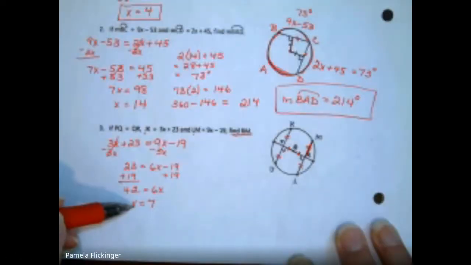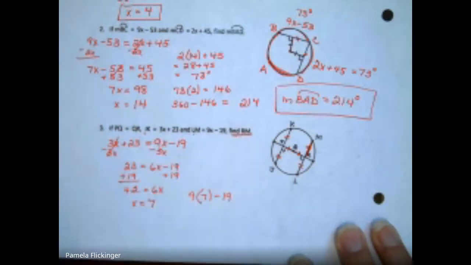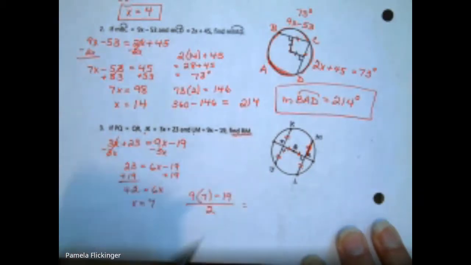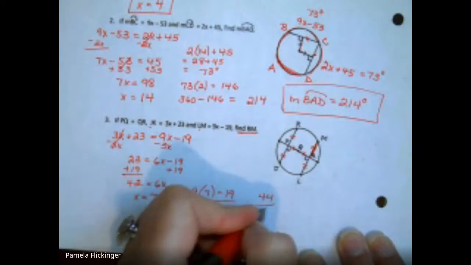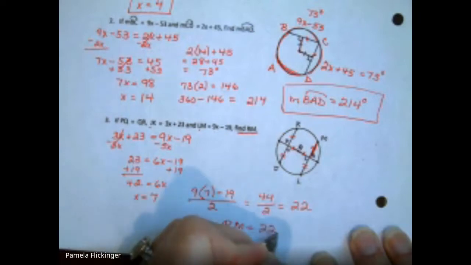Now, we want to find the measure of RM. R to M is just half of one of those chords. So if I substitute the 7 back into LM and get the whole thing, then I can divide it by 2, and I will have my answer. So we've got 63 minus 19, which is 44. And half of that is 22. So RM equals 22.